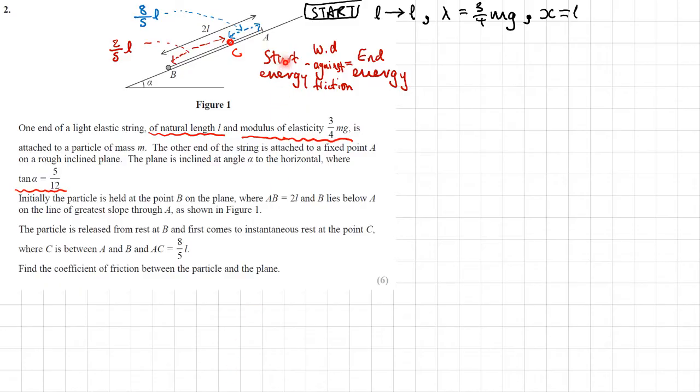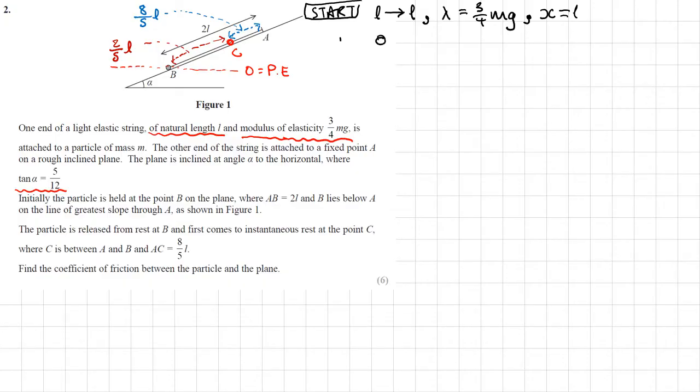So I'm starting here with the energy at the start, so I'm going to be doing this part here. So what I'm going to do is take where it was initially at the bottom as the point of 0 potential energy, 0 PE. So at the start there is no potential energy, so potential energy is 0. We're told that the particle is released from rest at B, so there's no kinetic energy at the start, so KE is equal to 0.